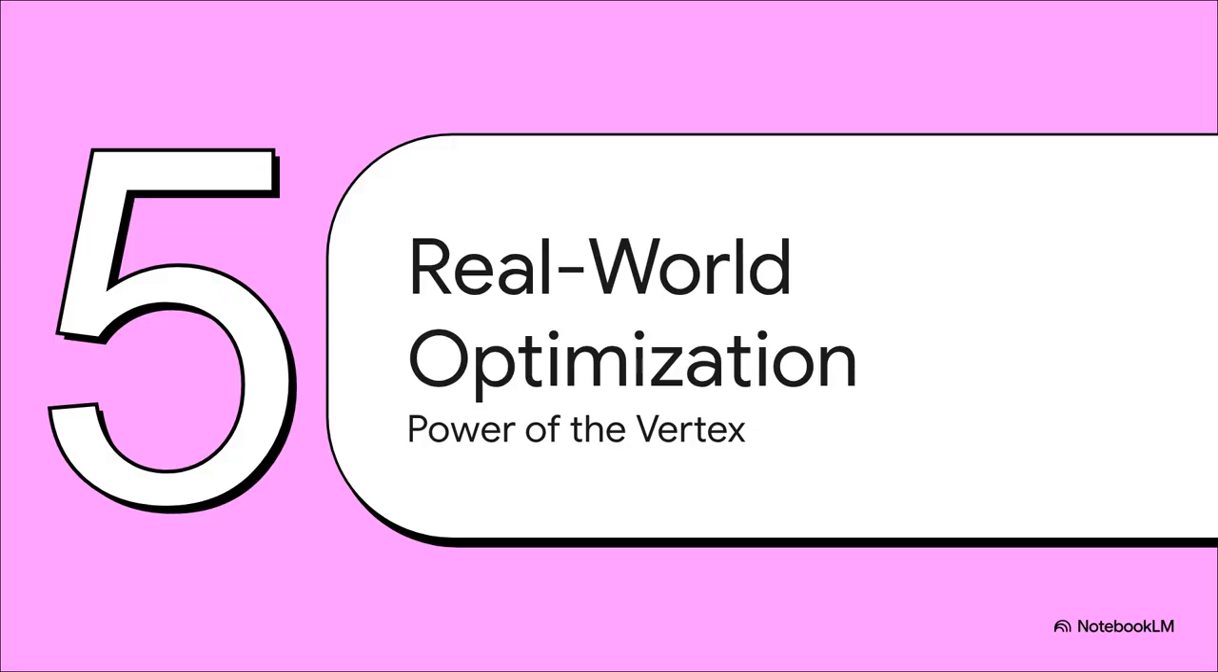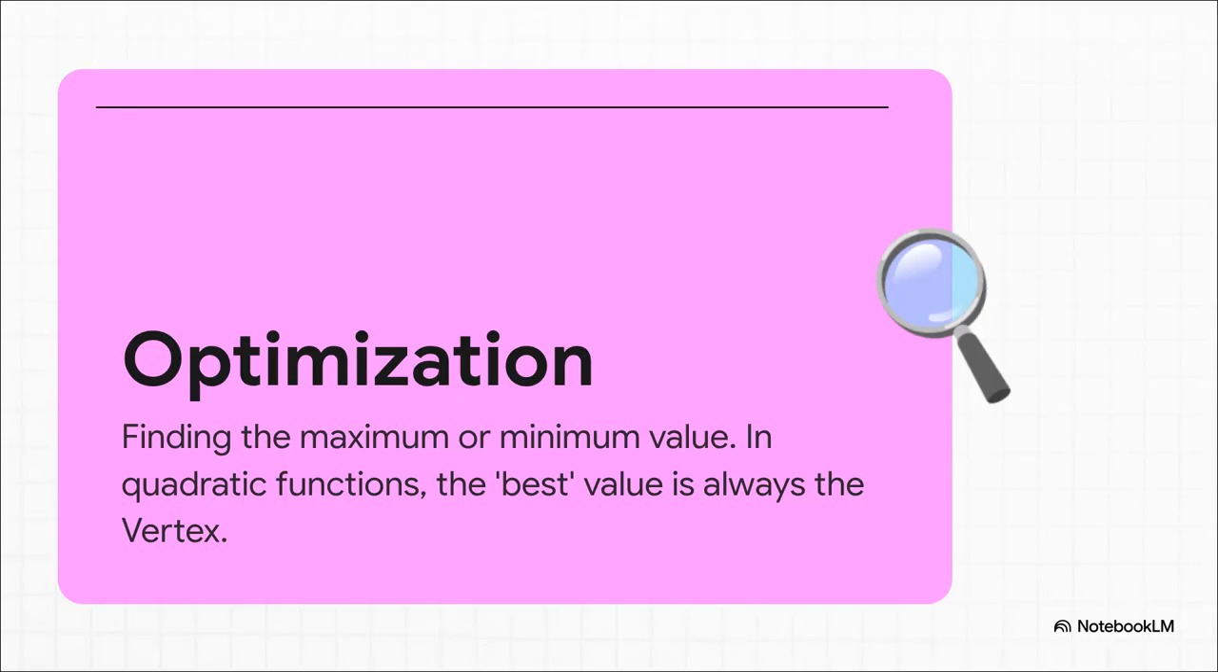So let's get to the crucial point. Why does any of this matter? Well, that brings us to section 5, real-world optimization. This is where the parabola stops being a math problem and starts being an incredibly powerful tool for solving all sorts of practical problems. Optimization, it's kind of a fancy word, but all it really means is finding the absolute best possible outcome. We're talking maximum profit, minimum cost, the largest area you can get.